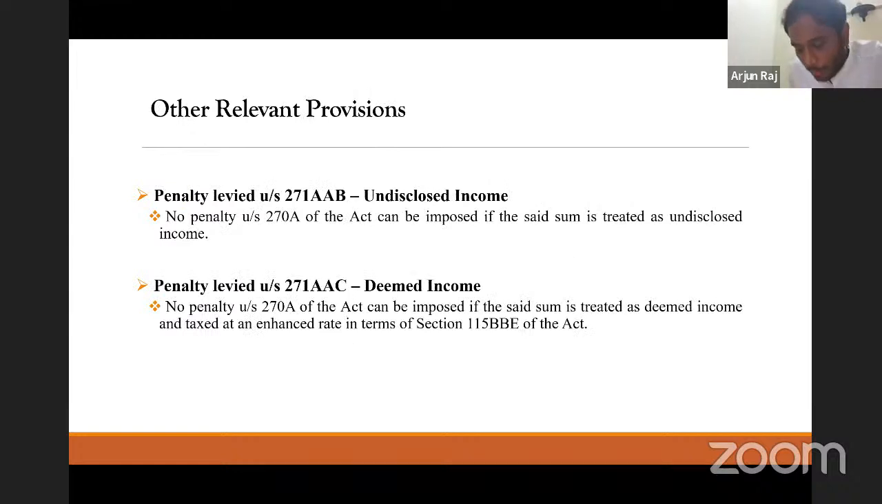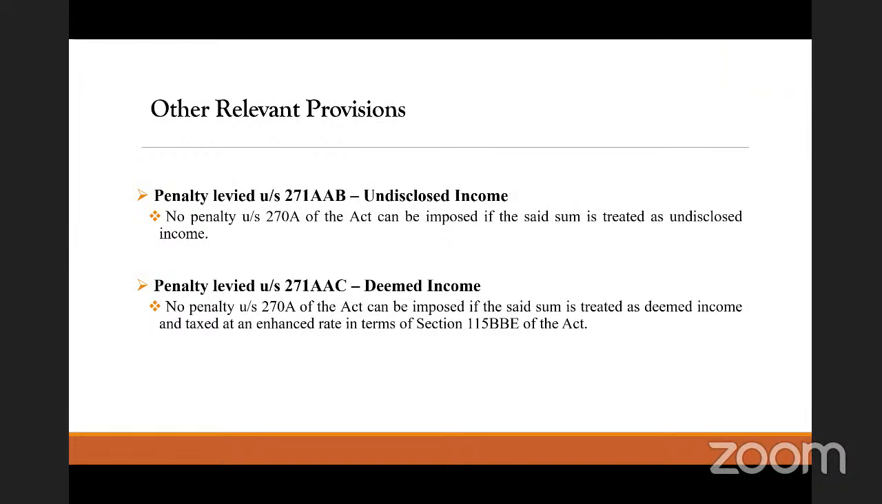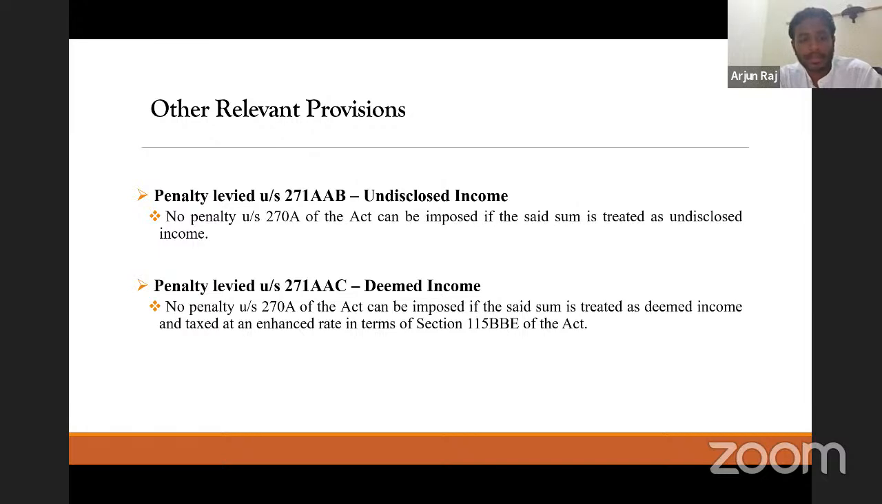So these are the relevant provisions. Apart from this, there are few sections which will overlap with this 270A. For example, 271AB deals with undisclosed income for search, in which case 270A cannot lie. Similarly, for deemed income, in the event of 271AC getting attracted, 270A shall not lie.